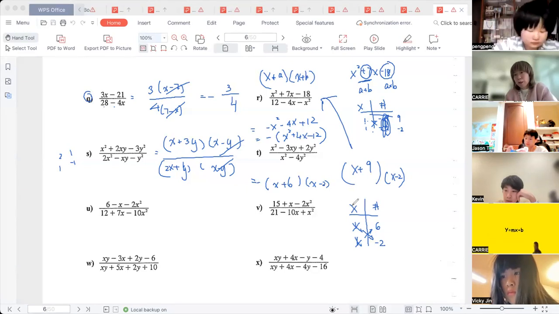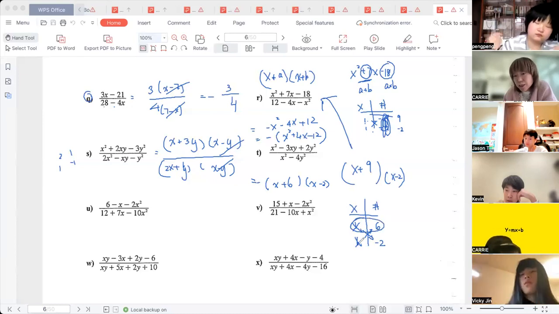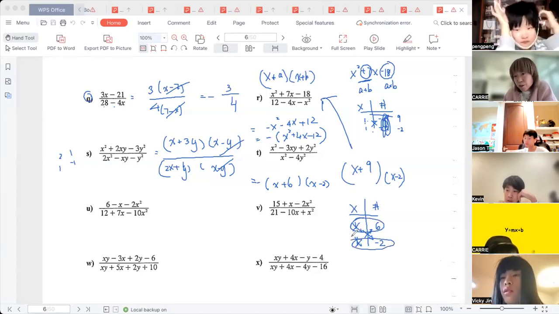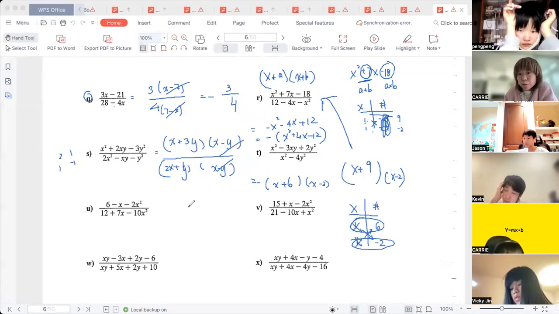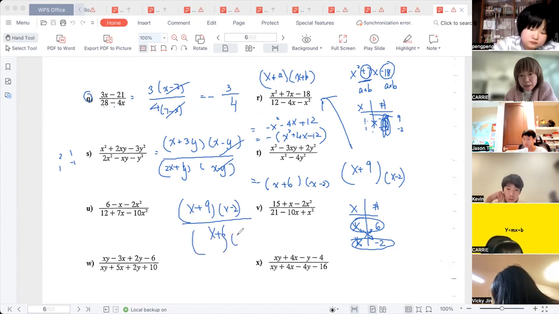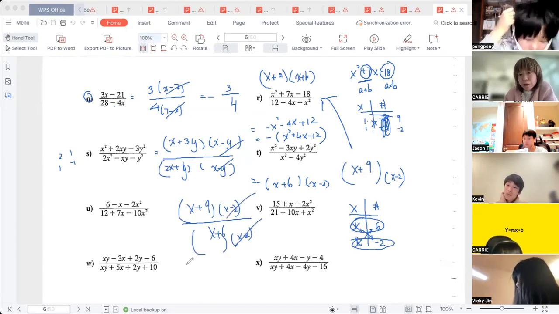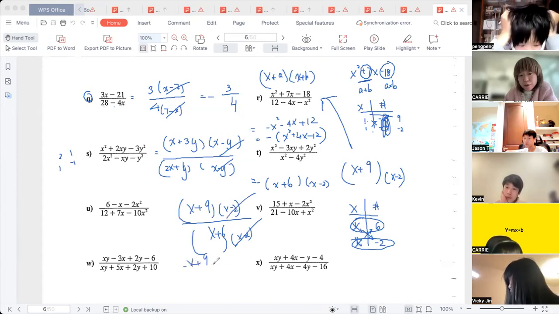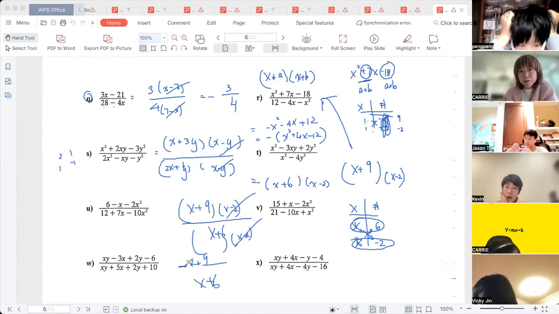Clear? OK, so Jason 看好了，一定是有乘的时候是交叉相乘，但是你写式子的时候永远是平的写。Kevin, understand? So we have the top is x plus 9 times x minus 2. The bottom is x plus 6 times x minus 2. 那 x minus 2和 x minus 2是不是一样的？所以就只有 x plus 9 over x plus 6, but don't forget there's a negative sign in front of it.